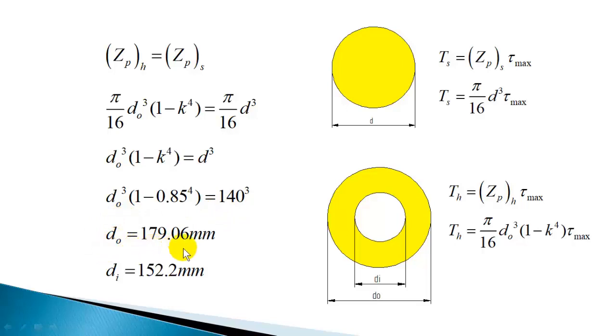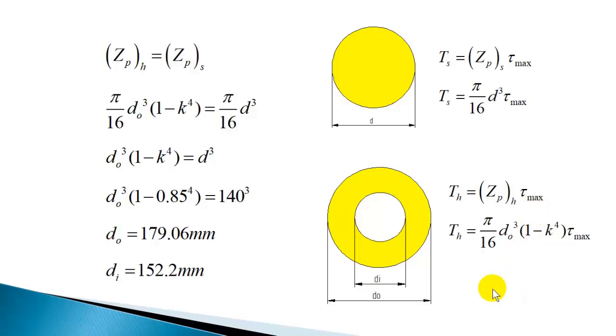You will get the d naught as 179.06 mm, and you can multiply this d naught with the diameter ratio 0.85, which will give the internal diameter 152.2 mm. So the replaced shaft should have 179.06 mm external diameter and 152.2 mm internal diameter. If you replace with these diameters, the hollow shaft also will have the same torsional strength. While transmitting the same torque, the maximum shear stress will remain same in both the shafts.